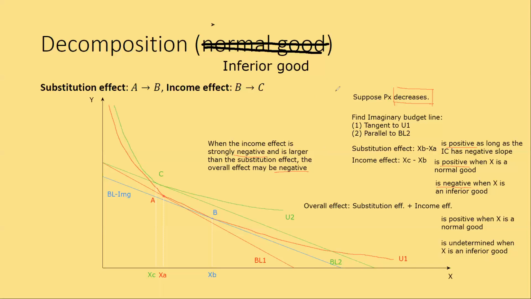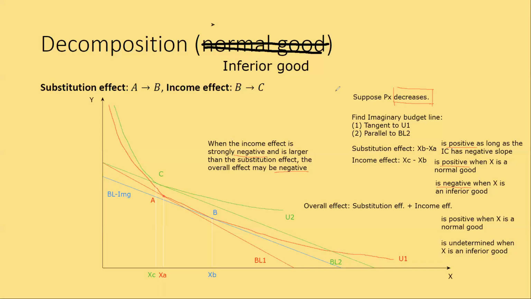So this is the decomposition of the substitution effect and income effect, and let me restate the process. To do this decomposition, we are moving from point A to point C. When the price of good X decreases, the budget line changes from BL1 to BL2. The optimal bundle moves from point A to point C, as those two are the points where the two budget lines are tangent to our indifference curves.